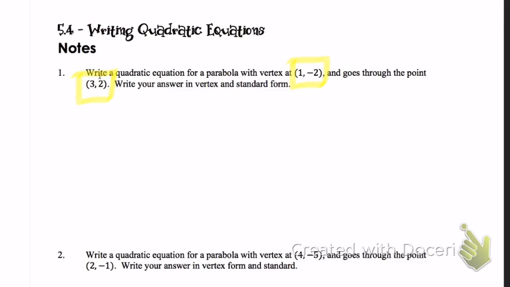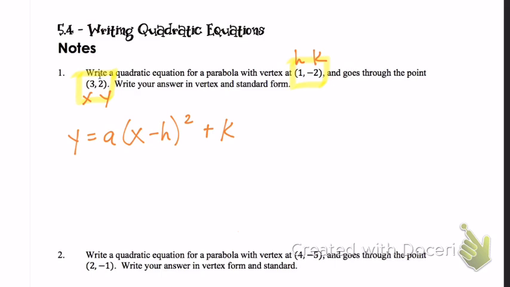So my suggestion is to write it in vertex first, because when they give you a vertex, it's easy to plug that in. And so it gives me the vertex, which is H, K, and then we're going to use the point 3, 2 as an X and a Y. So the first step is I'm just going to write what vertex form is, which is y equals a(x minus h) squared plus k. So this is vertex form, and now I can plug in everything that I know.